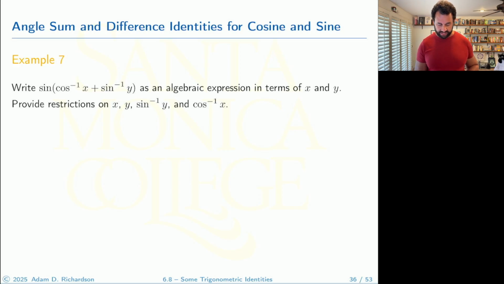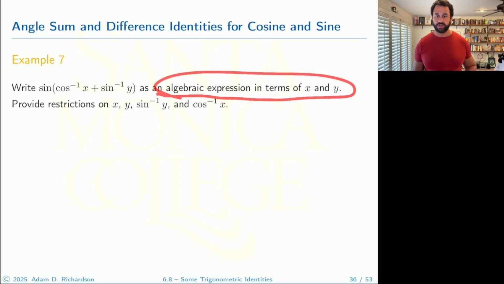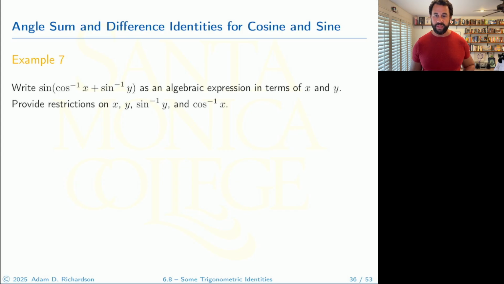So here it says it wants us to write sine of cosine inverse of x plus sine inverse of y as an algebraic expression in terms of x and y. And then we're going to provide restrictions on all of these things. So I'll do this one just because it can get a little technical, and it's kind of similar to what we did in the previous example already.